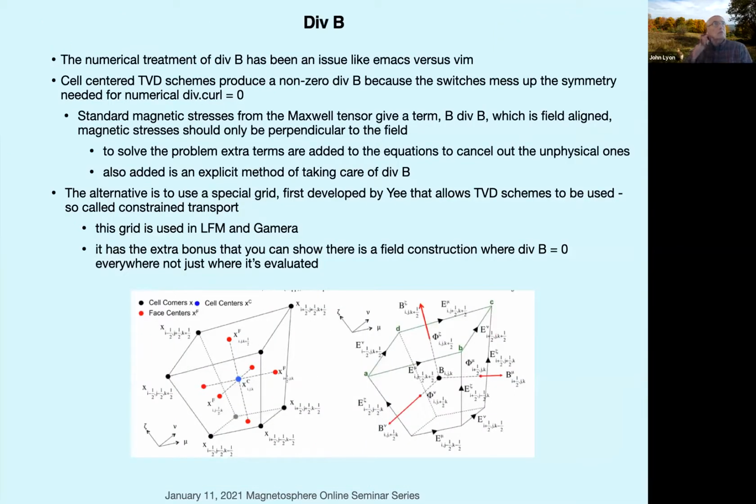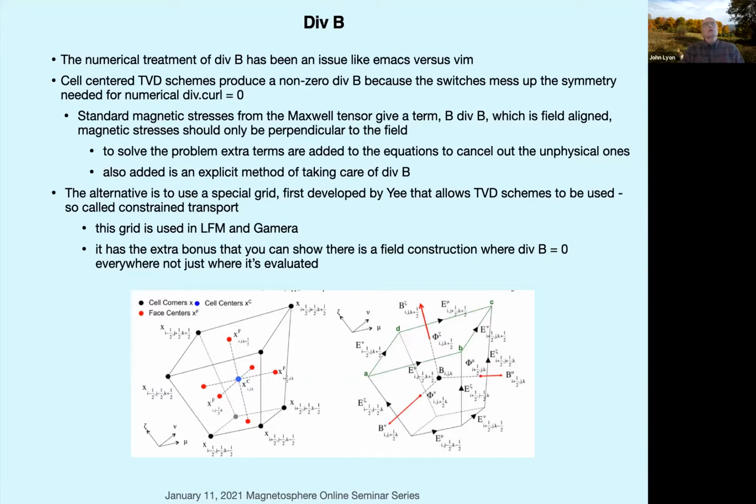One thing that we thought was important was the question of the divergence of B. The numerical treatment is one of these issues. It's kind of like Emacs versus Vim. You have people on both sides, and we, I think, are on the side of wanting the divergence of B to be equal to 0.